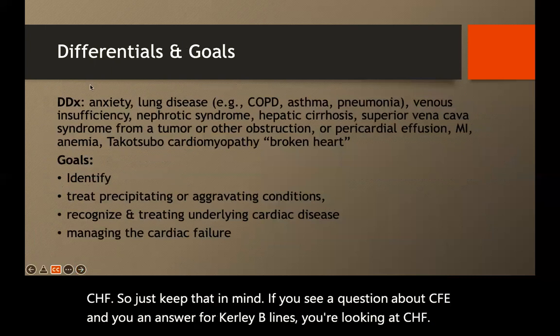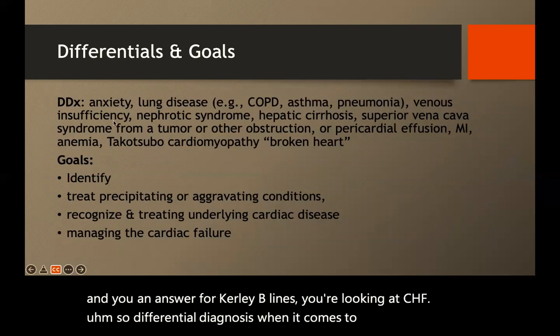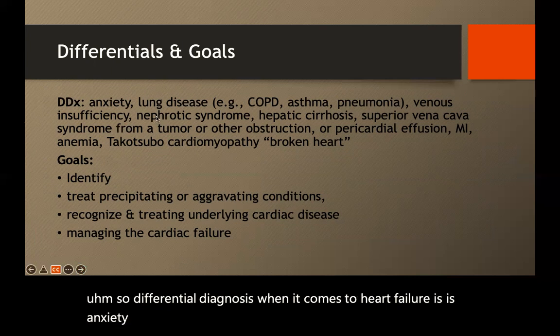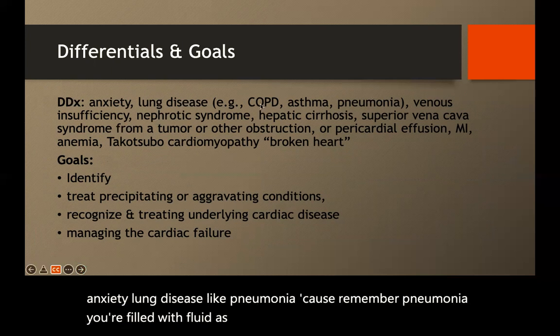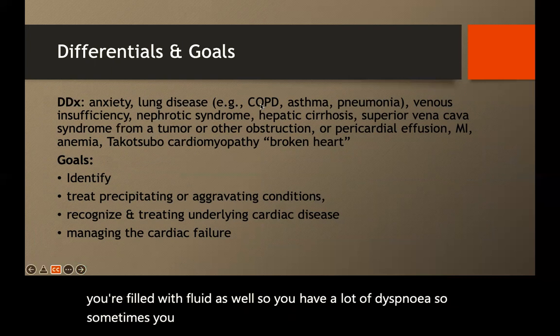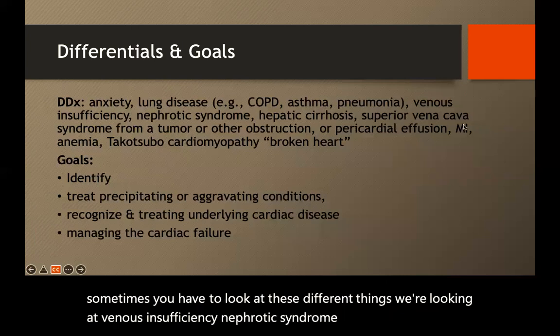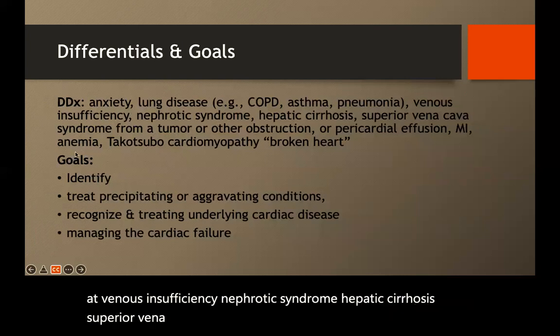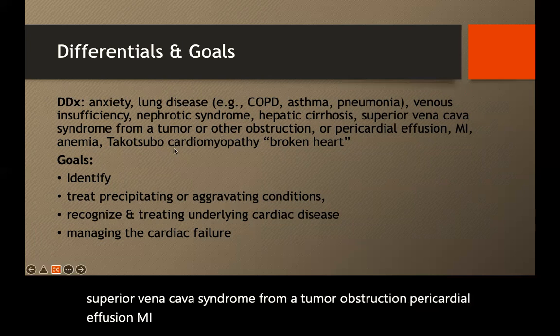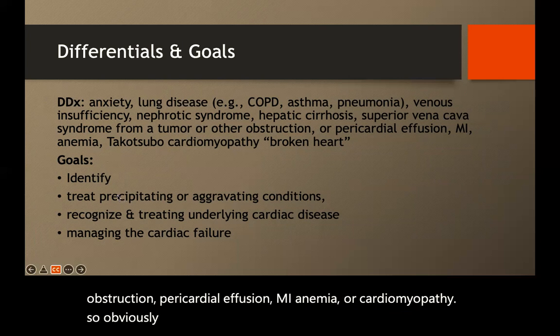So differential diagnoses when it comes to heart failure is anxiety, lung disease like pneumonia, because remember, with pneumonia you're filled with fluid as well. COPD, you have a lot of dyspnea. So sometimes you have to look at these different things. We're looking at venous insufficiency, nephrotic syndrome, hepatic cirrhosis, superior vena cava syndrome from a tumor obstruction, pericardial effusion, MI, anemia, or cardiomyopathy. So obviously we want to identify what's going on.